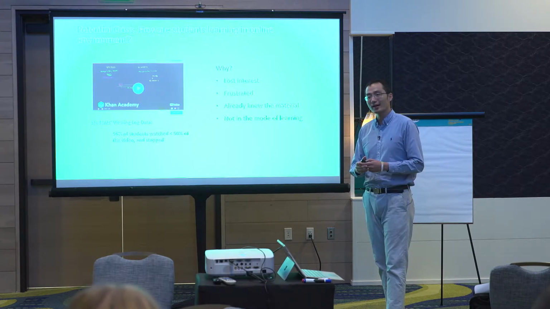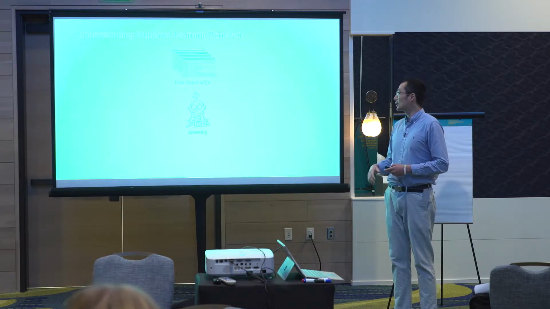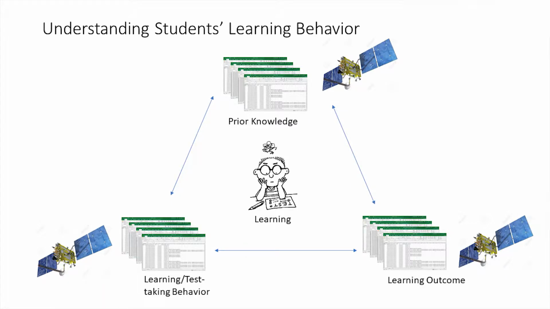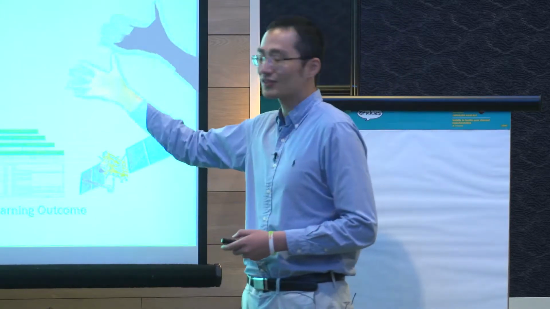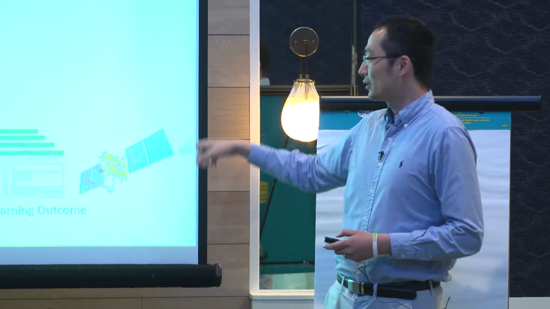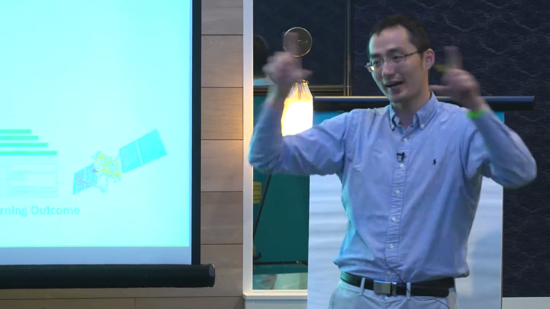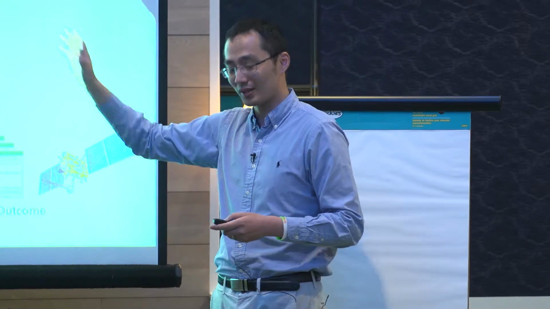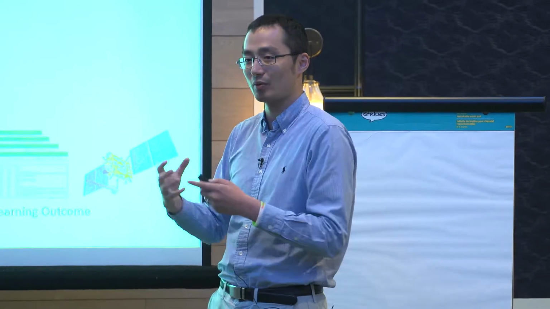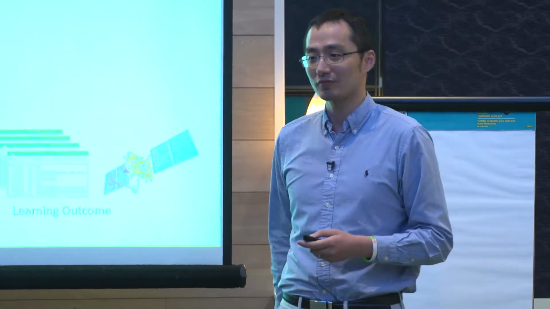So to understand how students learn online, I've come to realize that you not only need one piece of data, but you need all 3 pieces: prior knowledge, learning behavior or test-taking behavior, and learning outcome. You have to synthesize them together. It's just like our GPS system. We use 3 satellites to triangulate our position on the Earth. 2 doesn't work, 1 doesn't work, you need all 3. How are we able to collect all 3 pieces of data or information on a single piece of learning material?